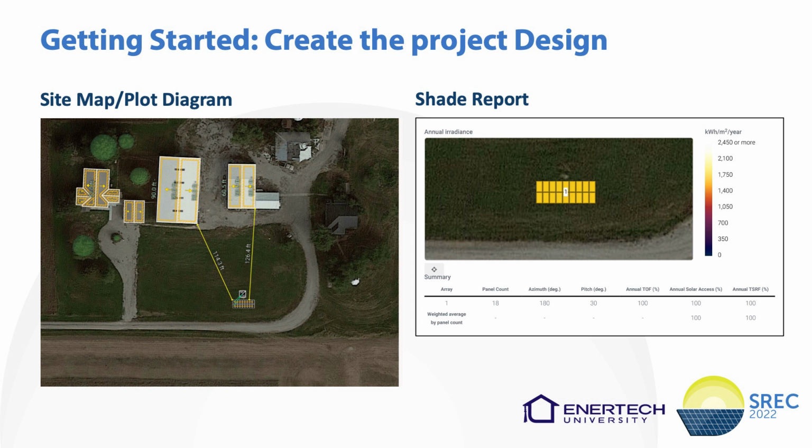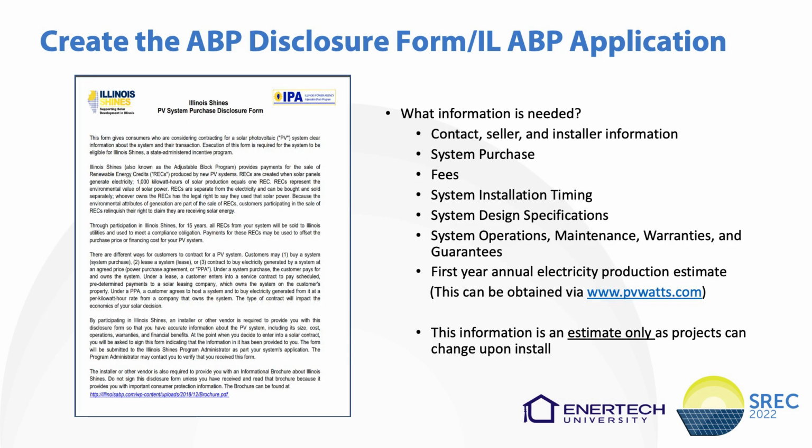Typically, in most cases, the shade report will also contain coordinates for the project in the event that the adjustable block program will need these coordinates to locate the project on Google Earth. So you will then want to create the adjustable block program disclosure form, or the Illinois ABP application.